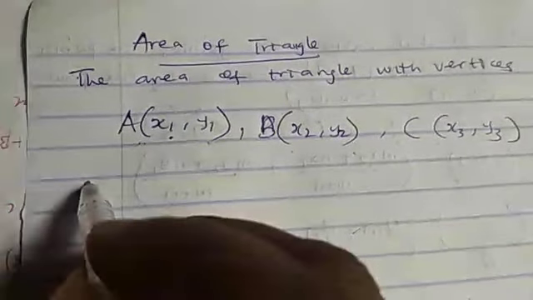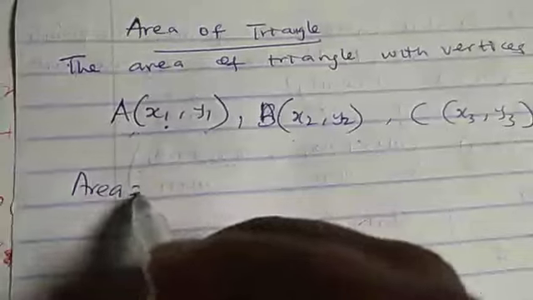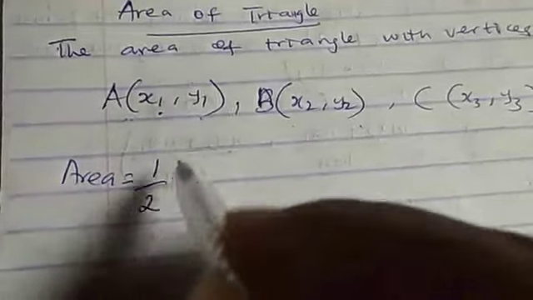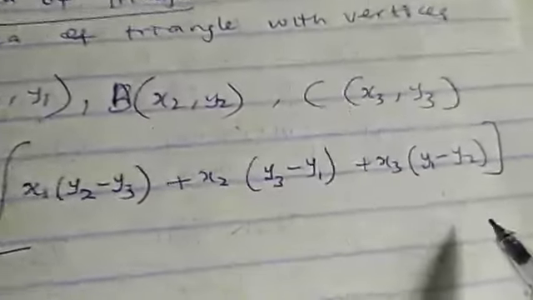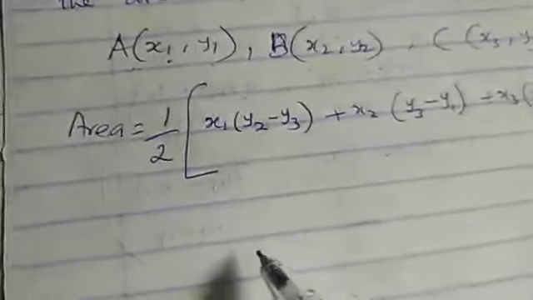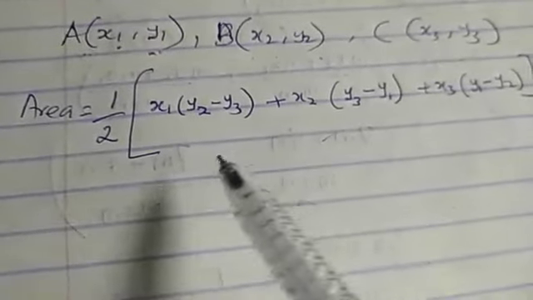You know that normally area is half base times height, so this will be half into, area is given as this. This is the formula for finding area. So to find the area of a triangle given the vertices A, B, C, we make use of this formula. We only need to memorize the formula.